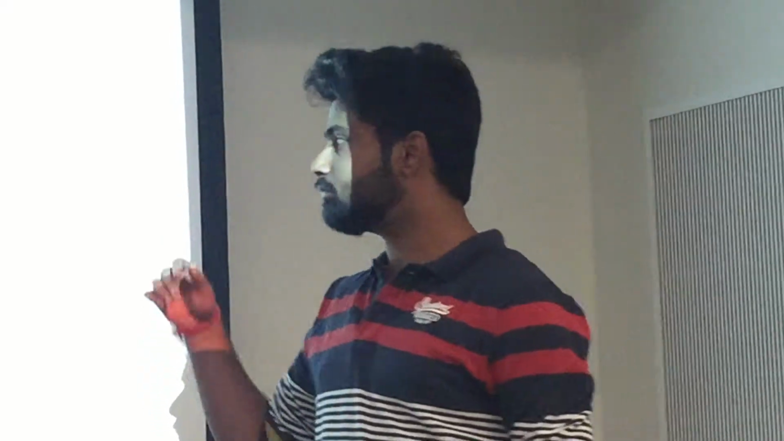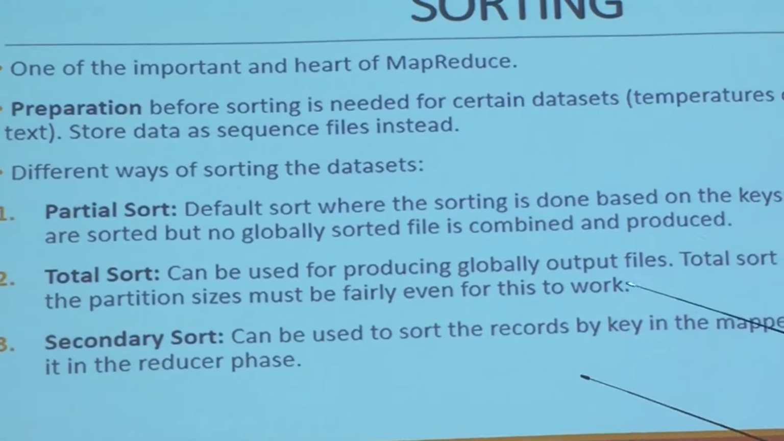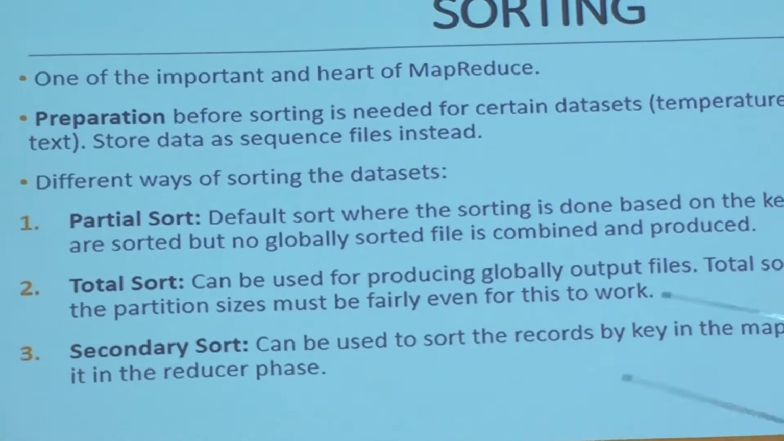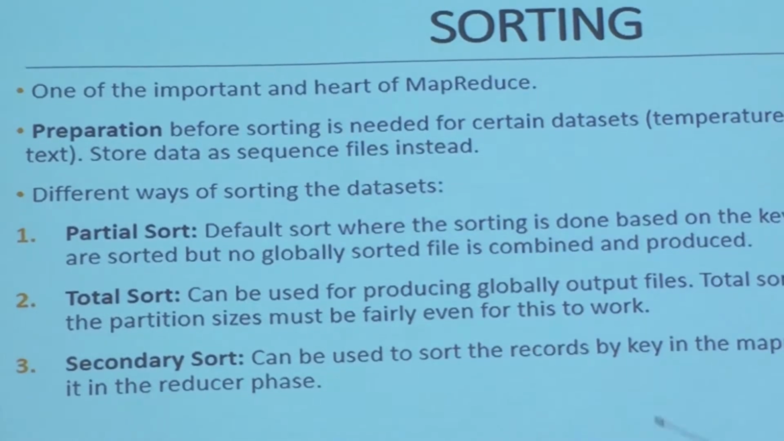As I told you, a job will have a lot of mapper and reducer pairs. So however many mapper and reducer pairs there are, that many sorted files will get created. And secondary sort is the same as partial sort, but compared to total sort, the difference is that if you want to sort the records, then you go for secondary sort.